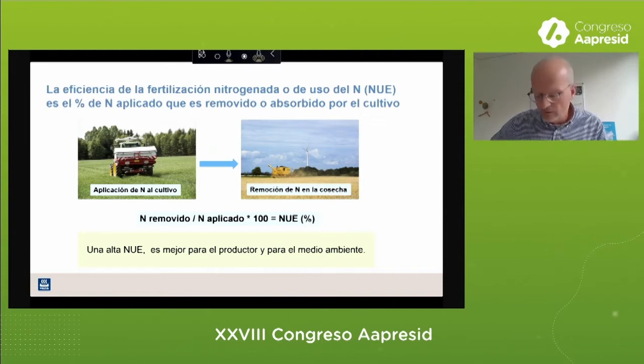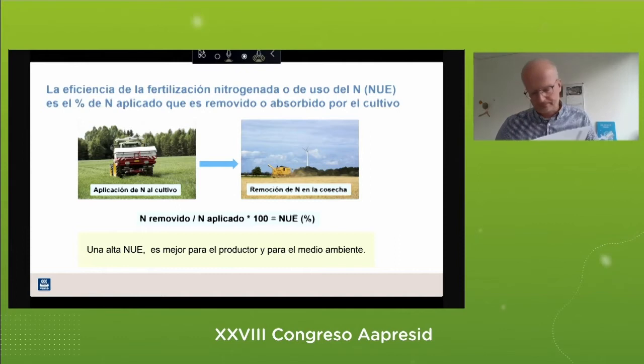And then we have the removal of nitrogen with a crop that's usually the main crop, so the grain, for example, but can also be straw if it is removed from the field. So everything that leaves the field is removed. In general, we can say the higher the nitrogen use efficiency, the better for the grower and for the environment, but you will see it's a bit more complicated than that.